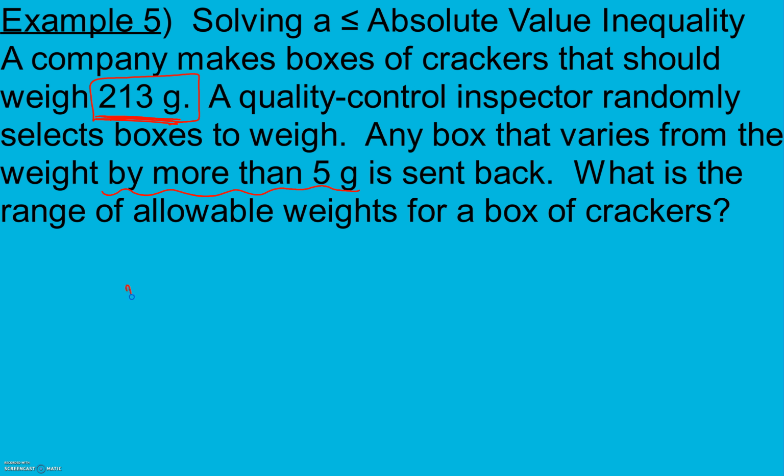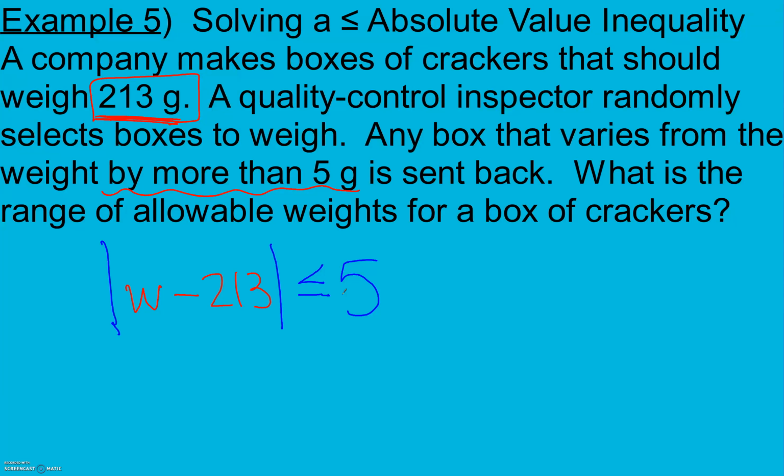So the amount that we measure, our weight, minus the original. This is the difference, guys. And we put that in absolute value because we want that difference whether it's more or less. It doesn't matter. But it can't be more than 5, which means it has to be less than or equal to 5 grams. The difference in our actual weight and what we want it to weigh, 213, whether that's positive or negative, it doesn't matter, so we put it in an absolute value. It's got to be less than or equal to 5.